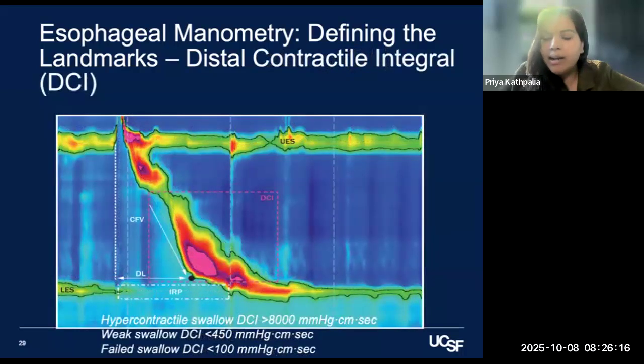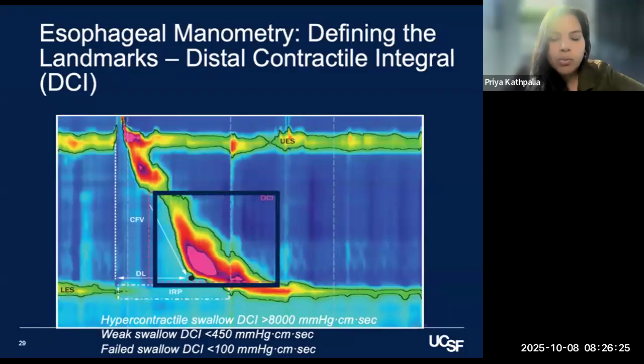And then you have the DCI, or the distal contractile integral, which is a multiplication of amplitude, length, and duration of the contraction. So it's actually reported in millimeters of mercury times centimeters times seconds. I tell fellows when I'm working with them to think of this as the peristaltic vigor, or how intense the contraction is. And each of these parameters is measured for each individual swallow.